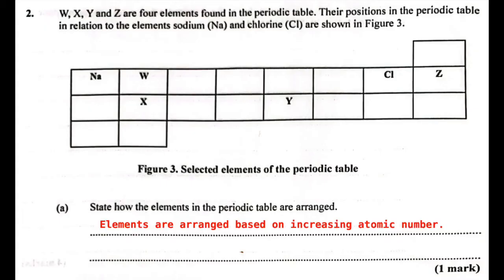In this session, we are going to zone in on question 2 from the January 2024 sitting. That's the resit, right? So let's go right into it. W, X, Y, and Z are 4 elements found in the periodic table. Their positions in the periodic table in relation to the element sodium and chlorine are shown in figure 3.